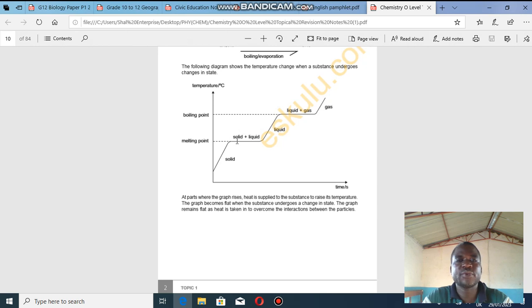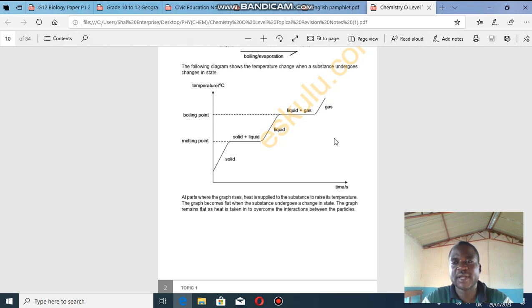What state is here: it is solid. Sometimes they can ask you to give a reason why temperature remained constant at this point where you are seeing a horizontal line. This is because much energy is needed to break the bonds holding the particles together. Hence the temperature will remain constant, it will not rise.